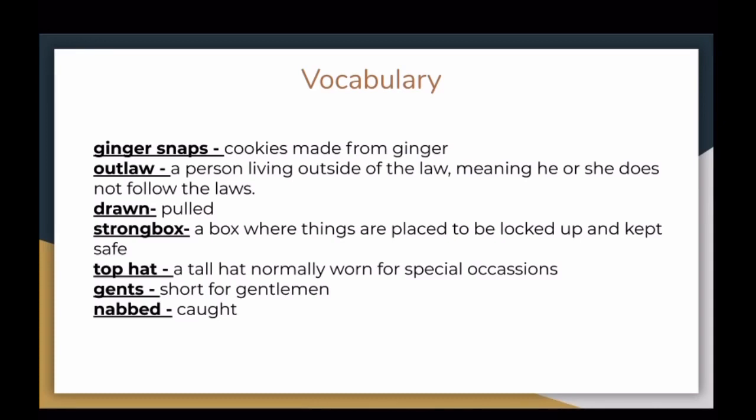Strong box, a box where things are placed to be locked up and kept safe. For example, he kept his money in a strong box. Top hat, a tall hat normally worn for special occasions. For example, he wore his top hat to the wedding. Gents, short for gentleman. For example, the gents let the woman go in first. Nabbed, caught. For example, the police officers nabbed the robbers.